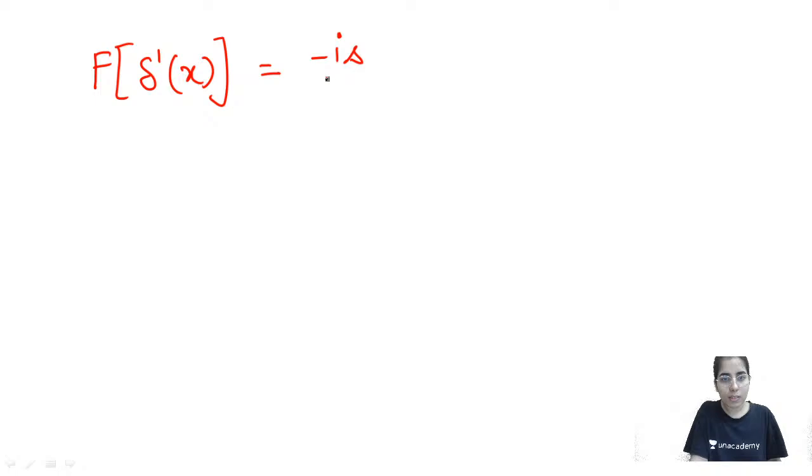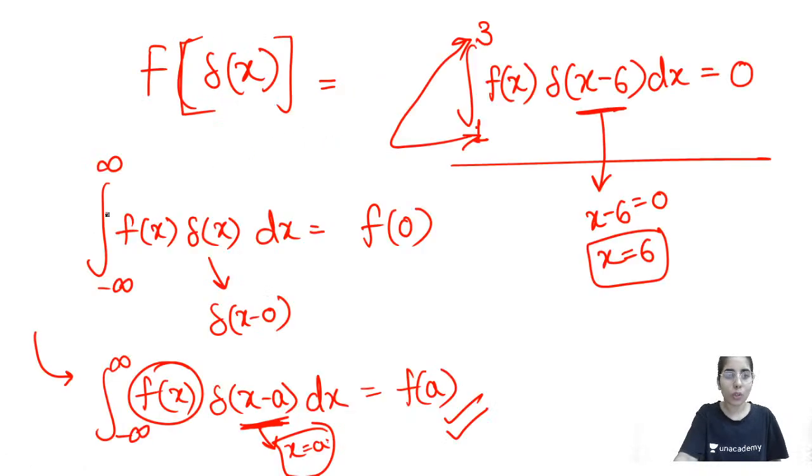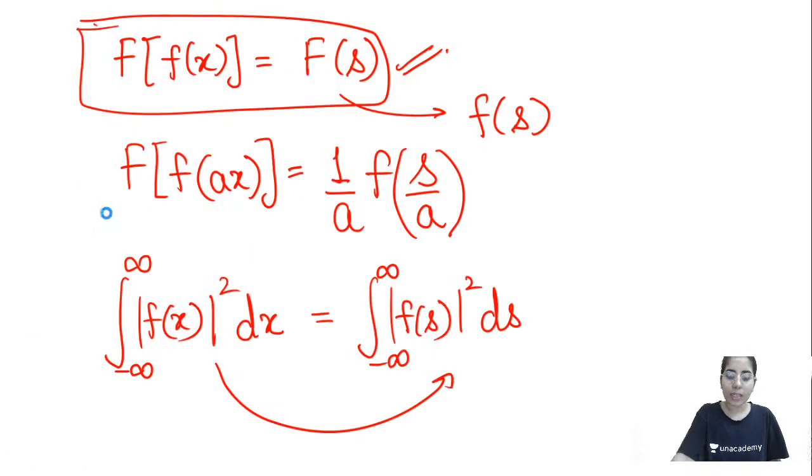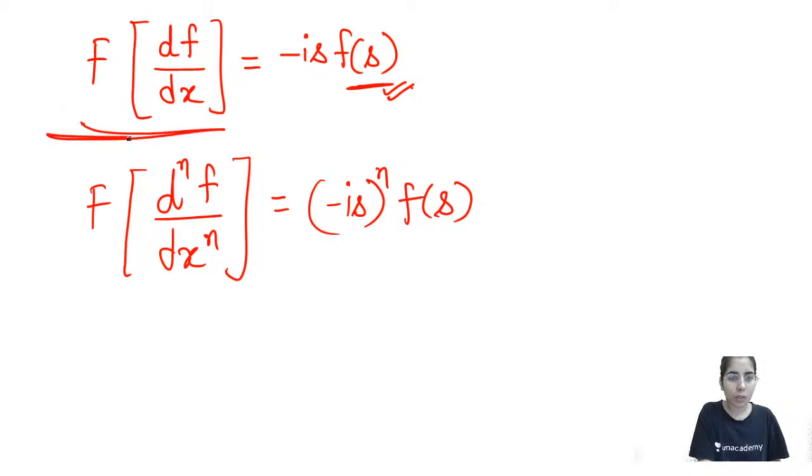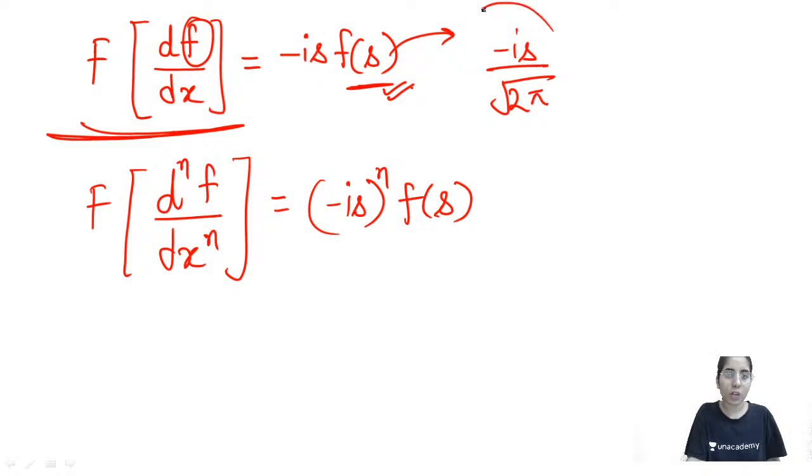That will be minus iota s upon root 2 pi. And even you can do it. How? I have told you one more property now, that if any time you want to find the Fourier transform of the first order derivative of any function for which you already know the Fourier transform, you can directly find it out. If we are taking F(s), that was equal to 1 upon root 2 pi, then it will be equal to minus iota s upon root 2 pi. That will be your final answer.